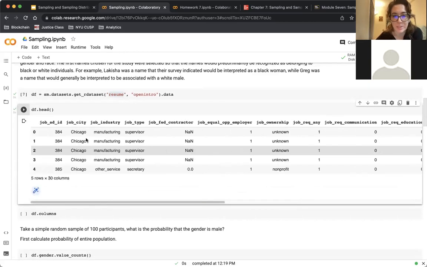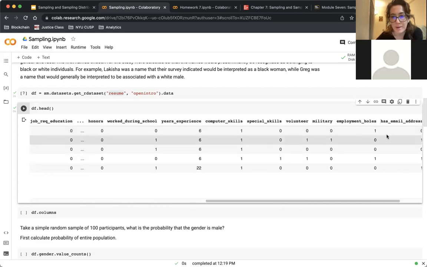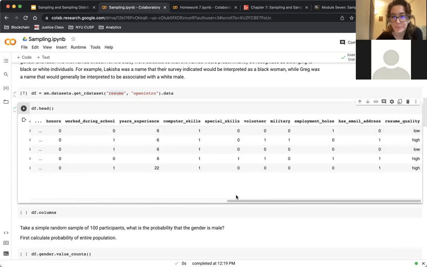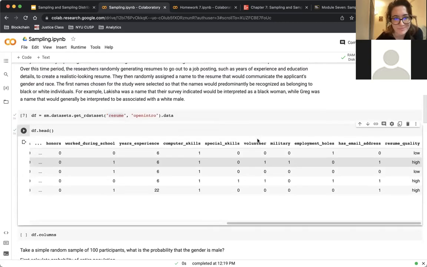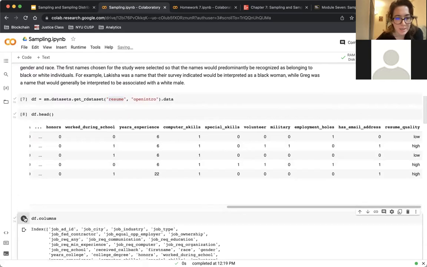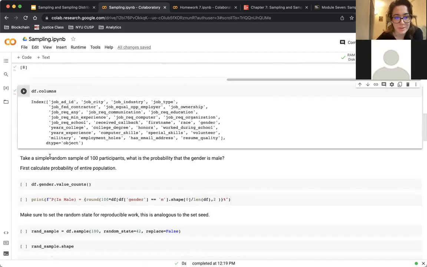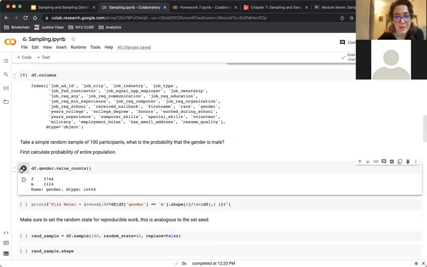We see there's some information about the city, the industry, the job type, and then just some aspects around the different applicants. And I think these were all pretty much made up. So we shouldn't look at this too in depth, but for now, let's just take a random sample to see. So these are all the columns. If I were to ask, what's the probability that gender is male in this simple random sample of 100 participants? Let's just calculate the probability from the entire population.